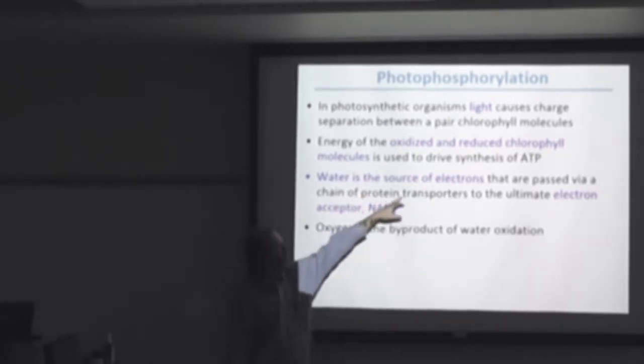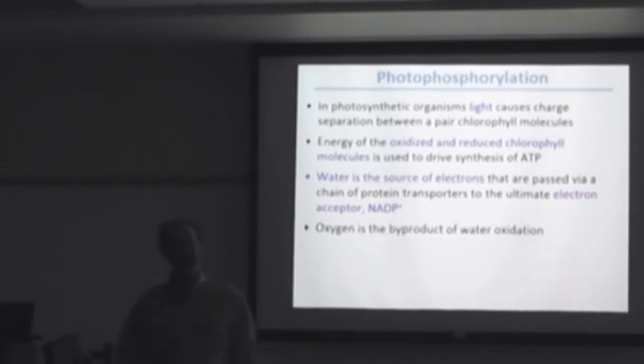Water is the source of electrons. So rather than with oxidative phosphorylation, where oxygen is the ultimate electron acceptor, in plants' case, they use water as the source of electrons. So you strip the electrons from the water to oxidize it and produce oxygen as the byproduct. Does that make sense? So it's kind of the opposite.